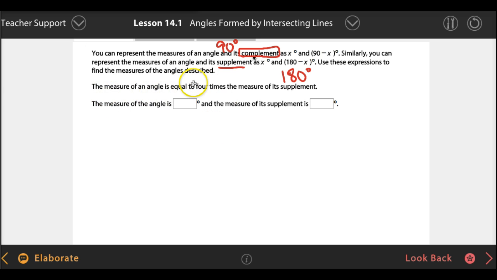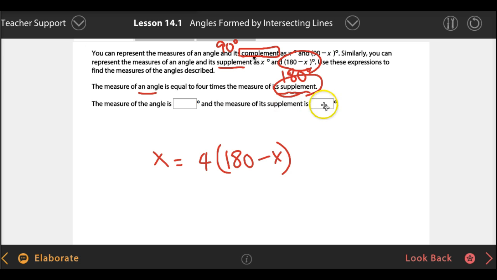The measure of an angle is equal to 4 times the measure of a supplement. Oh, so we're talking about supplements. So if we have a measure of an angle, then it's going to be x. So then the supplement is going to be what? They already gave it to us over here, 180 minus x, okay? The measure of an angle is equal to 4 times the measure of a supplement. So it's going to be 4 times the supplement, right? So now we have to find the measure of the angle, which is x, and you also have to find the measure of a supplement, which is 180 minus x.